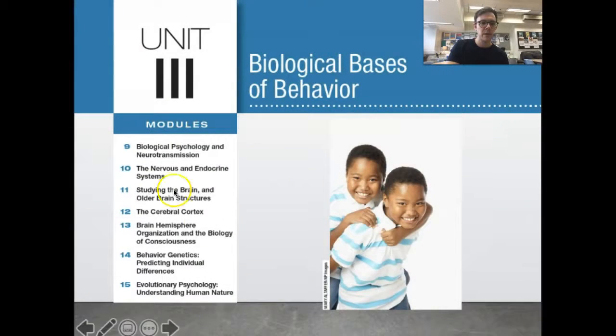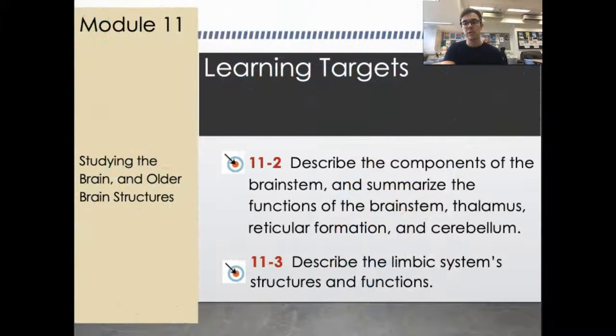Today we are going to be looking particularly at Module 11, and you're going to be making brain structures in class today. These are the learning targets that will be addressed: describing the components of the brainstem and summarizing the functions of the brainstem, the thalamus, the reticular formation, and the cerebellum. You're also going to be talking about the limbic system and how it syncs and networks with the older brain structures, and you are going to be defining those and applying examples to those structures as well.